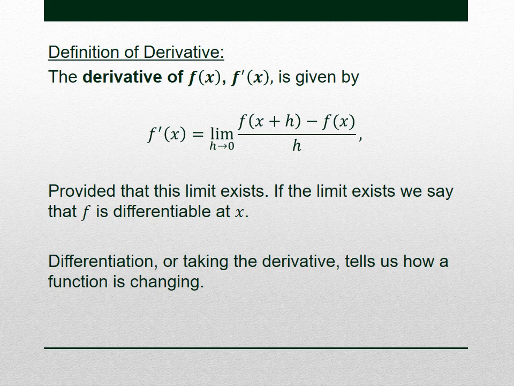One thing to note is that this limit should look familiar if you just finished chapter 1, because that's exactly what we called the instantaneous rate of change of f of x, right? And in fact, the derivative, one interpretation of it, is the instantaneous rate of change. So it's the limit as h goes to 0 of the difference quotient.